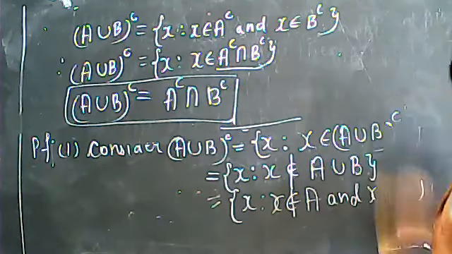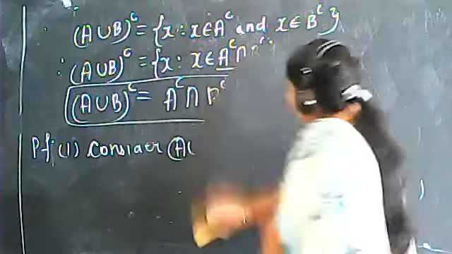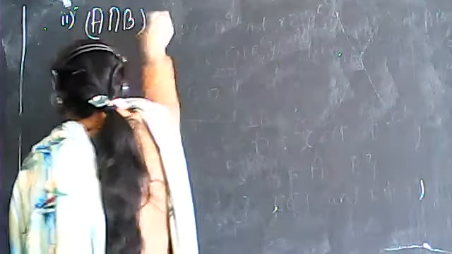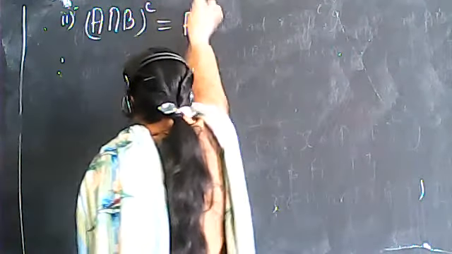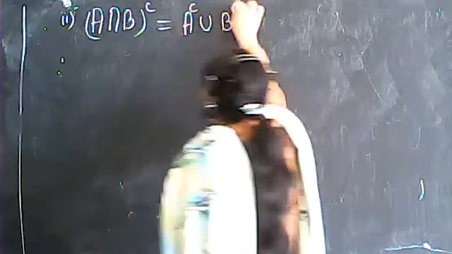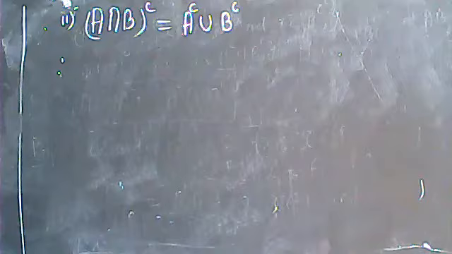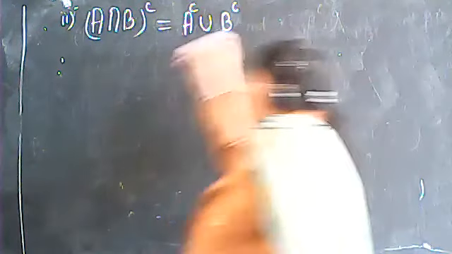Okay. So this is the proof of part 1. Now part 2 of De Morgan's law is very similar. Only intersection will be replaced by union. You had the same second part, beta. This is part 2. Prove that A intersection B complement equals A complement union B complement. This is the second part of De Morgan's law. So please have a look at its explanation.